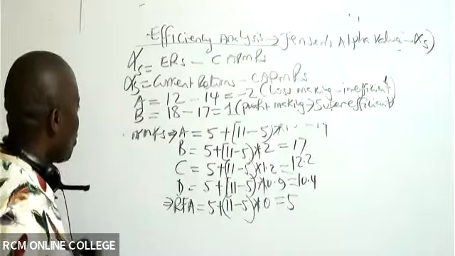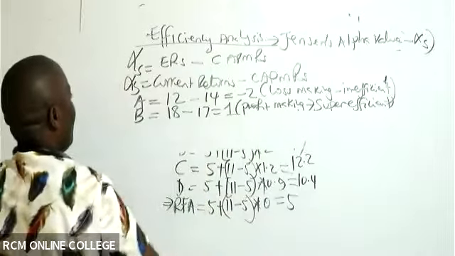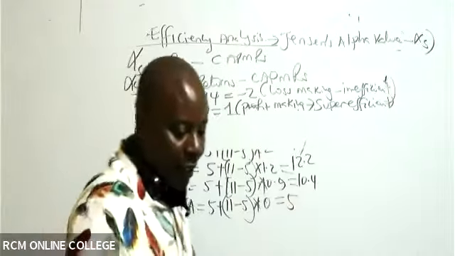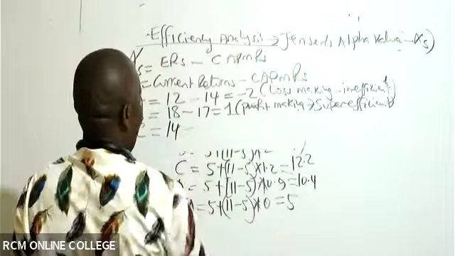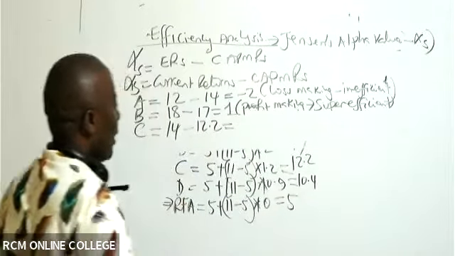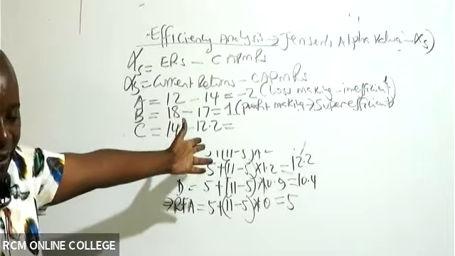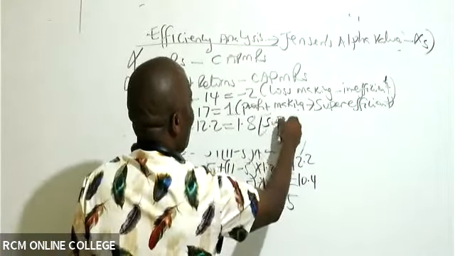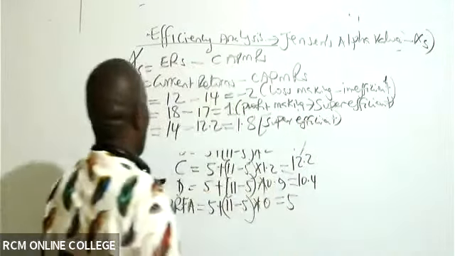So you go to C. I can see the current returns of C, 14. So we have here 14 minus 12.2. Again, this is super efficient because it is profit generating. So this gives me 1.8, right? It is super efficient.